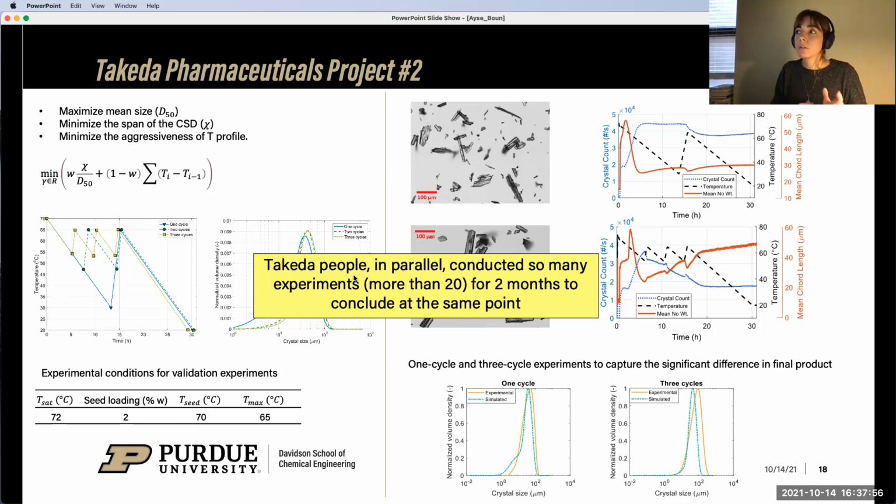But at the same time, Takeda people were trying to do this by themselves without any model or optimization guidance. So they did a lot of experiments for more than 2 months, because each experiment takes almost 2 days for them. And then they also concluded at the same point, oh yeah, you were right. Yeah, we need to cycle it at that higher temperature to have larger crystals, and we better have multiple cycles. So again, that was one nice thing to see that what I did actually worked well.